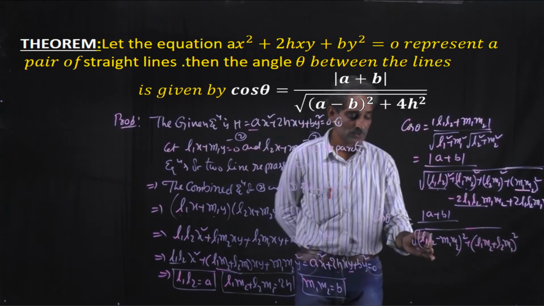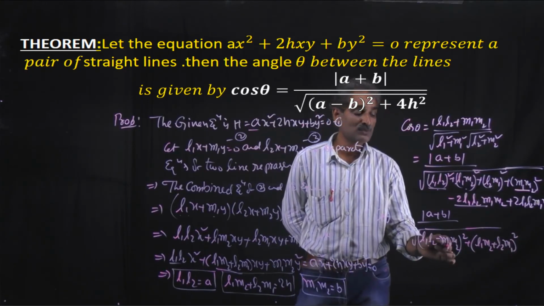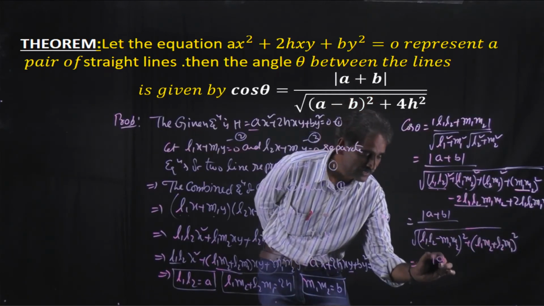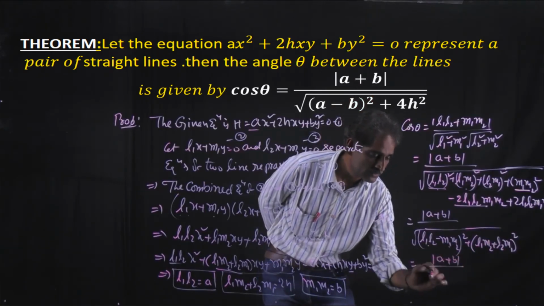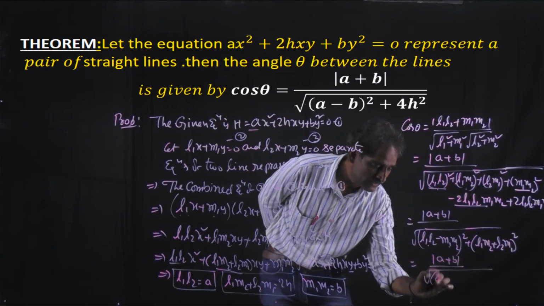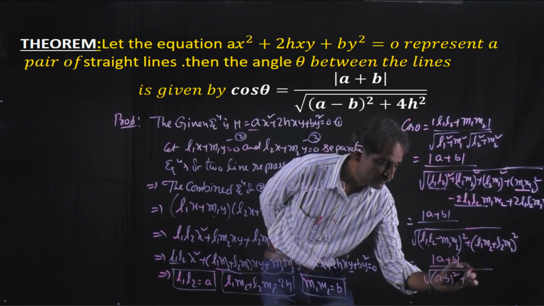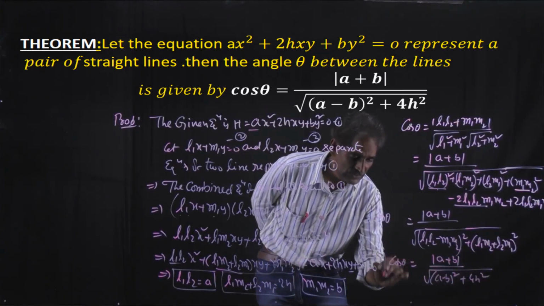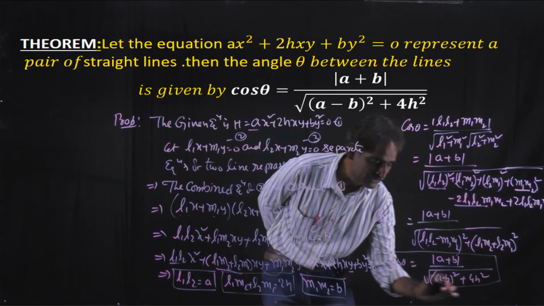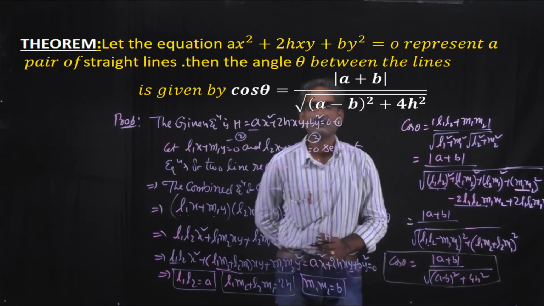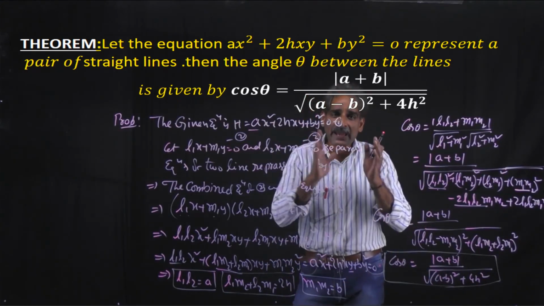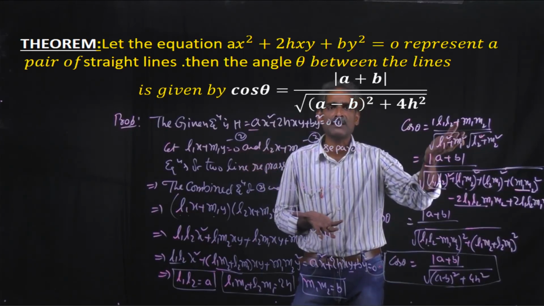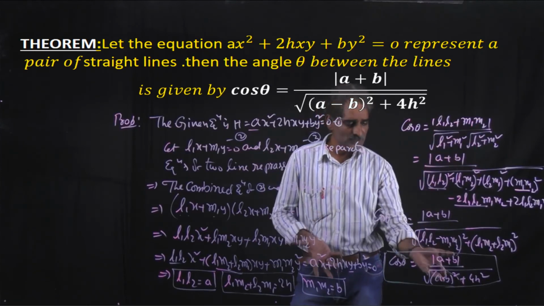Understand? So this is nothing but a, this is nothing but b, (a minus b) whole square. This is nothing but 2h. That is the required one. Mod (a plus b) by square root of (a minus b) whole square plus (2h) whole square, means 4h square. This is the formula for cos theta, if theta is the angle between the pair of lines. Just use the angle formula for two lines. So what is the formula for two lines? This is the formula. With the help of this, we got it.